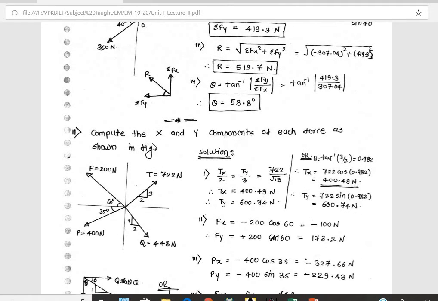Now the second example: compute the x and y components of each force as shown in the figure. Now see, these four forces are given. Here the angle is given directly, and in this case the slope is given. So first of all we have to calculate its angle of inclination. Theta is equal to tan inverse of 3 by 2, opposite upon adjacent. So it comes out to be how much?